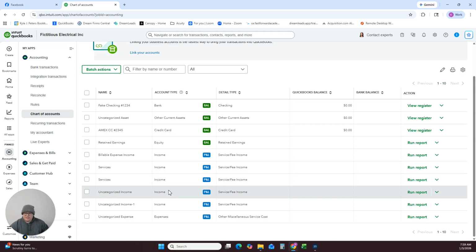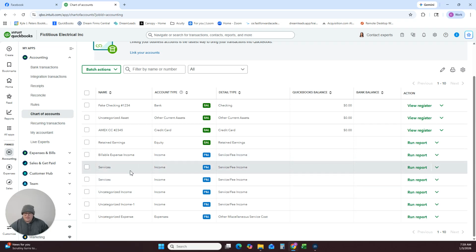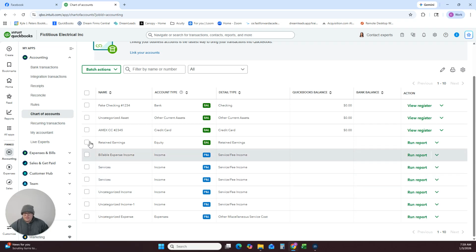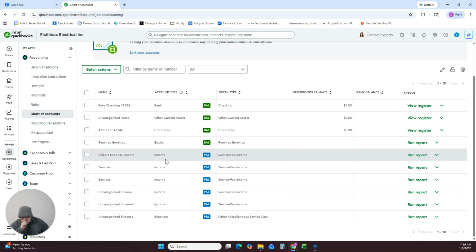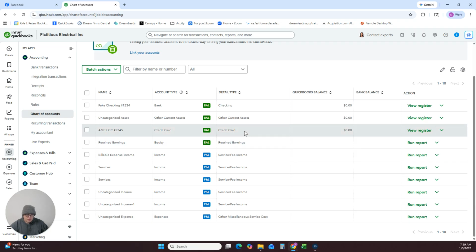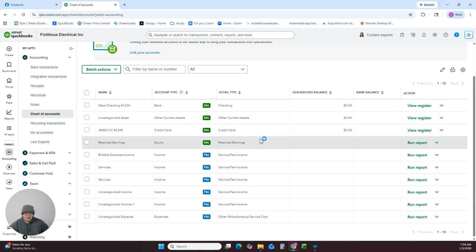So, for instance, on these income categories, you've got your service income. Billable expense income would be if you're putting it on invoices, but you could change this to sales. It really is just however you want to see it. QuickBooks set this up as services because I set this up as an electrical company. So I'm just going to go through some basic accounts that you're going to want to add.